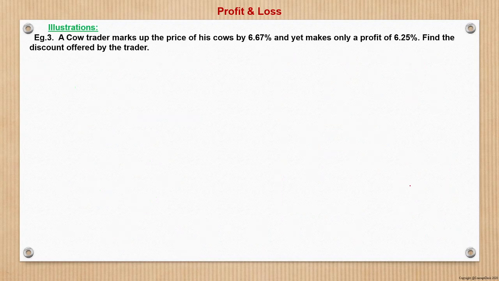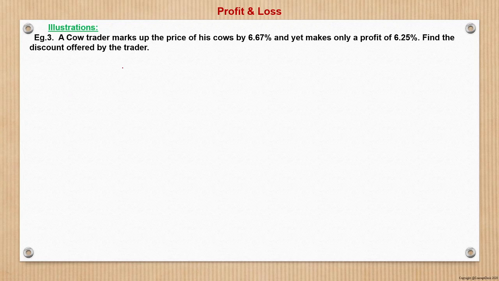Now I move to question number 3. Here it says that a cow trader marks up the price of his cow by 6.67% and yet makes only a profit of 6.25%. Find the discount offered by the trader. We know how to solve the question using the generic approach, by assuming an equation. Now we will solve it directly.